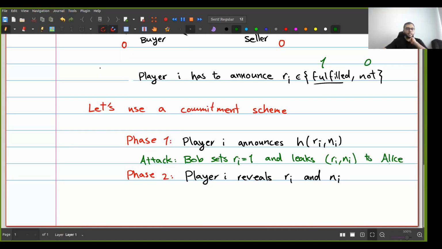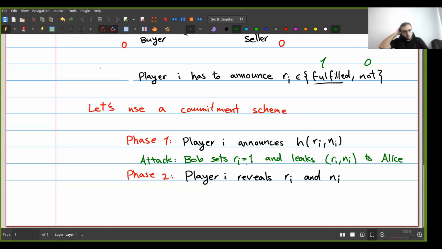And this is done in phase 1. So Bob intentionally goes out of his way to make sure that Alice knows what he's playing, that Alice knows that he's playing Ri equal to 1 and knows his nonce. And of course, Alice can verify this.